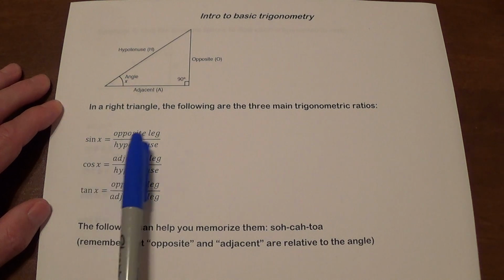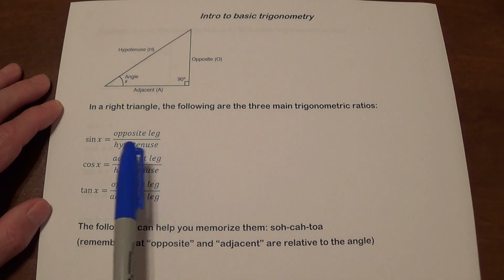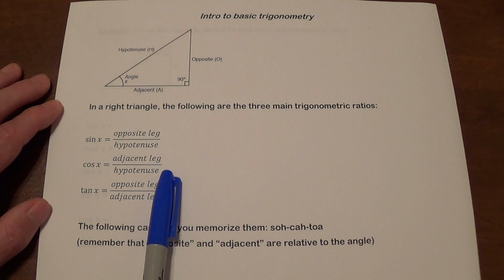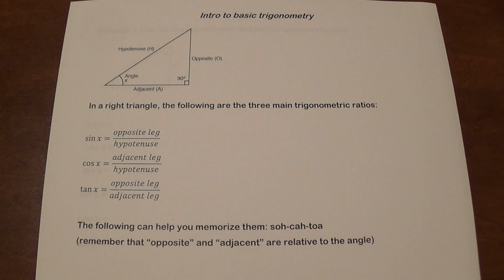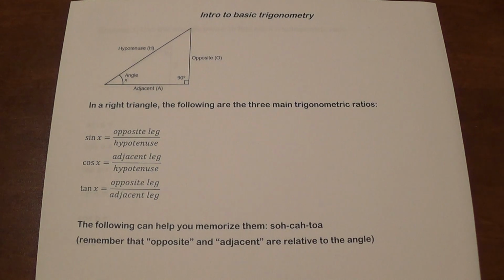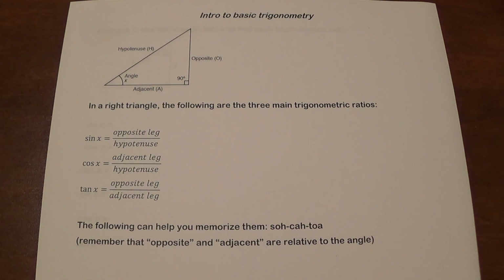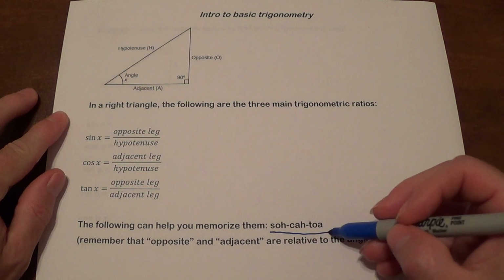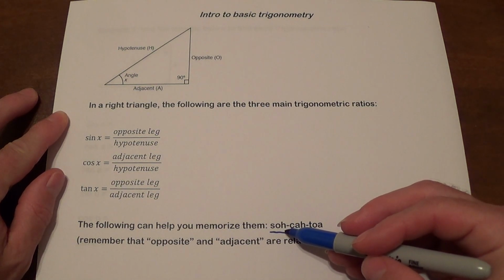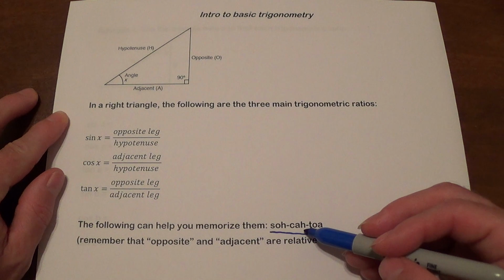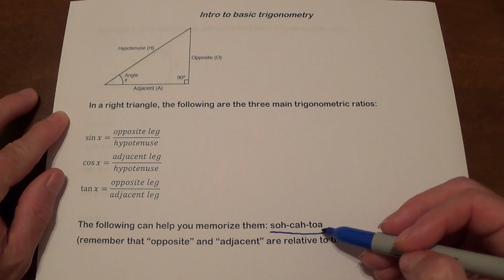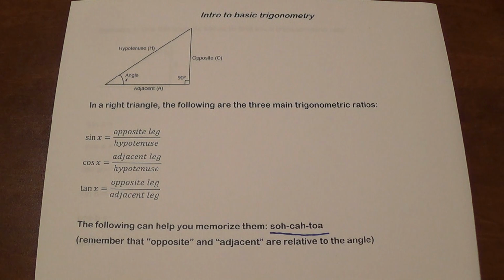So sine will be the opposite leg divided by the hypotenuse. Cosine is going to be the adjacent leg divided by the hypotenuse, and tangent is the opposite leg over the adjacent leg. One way you can remember this is something called SOHCAHTOA. SOHCAHTOA right here. This actually is sine is opposite over hypotenuse, cosine is adjacent over hypotenuse, and tangent is opposite over adjacent. Also, please remember that opposite and adjacent are always going to be relative to the angle in question.